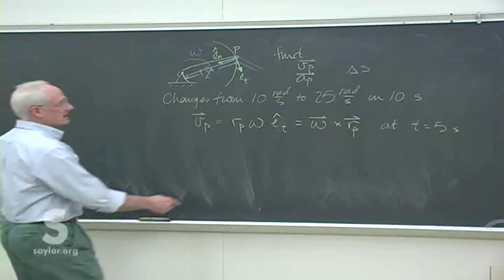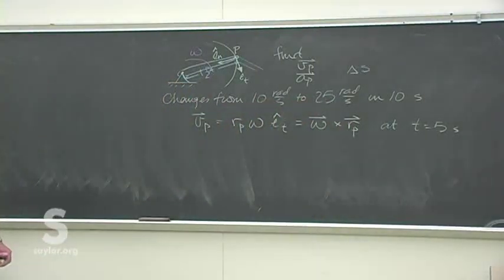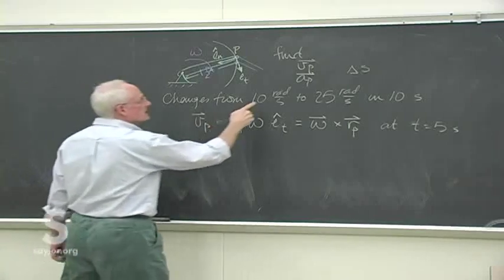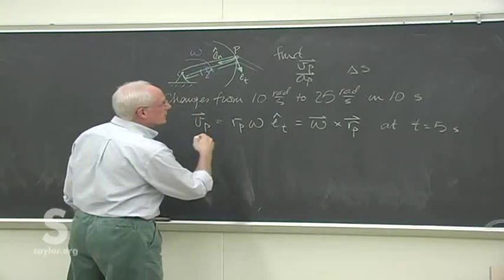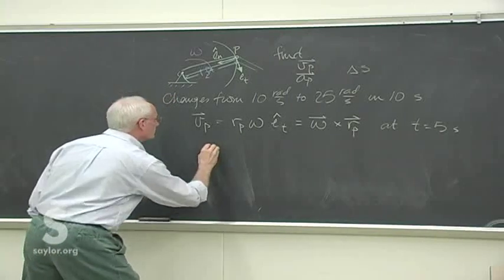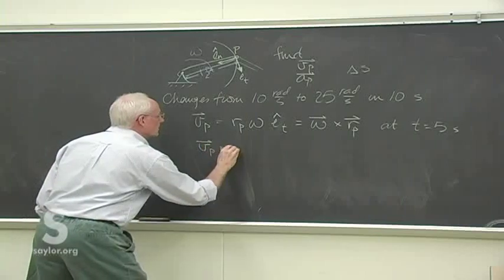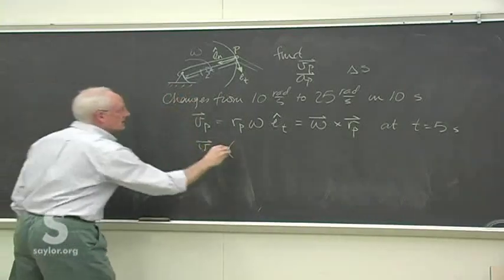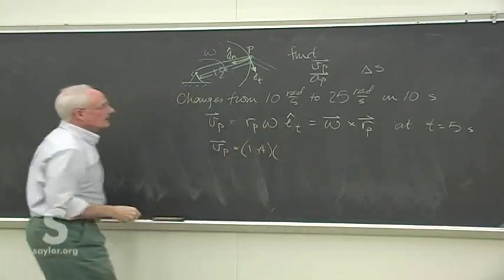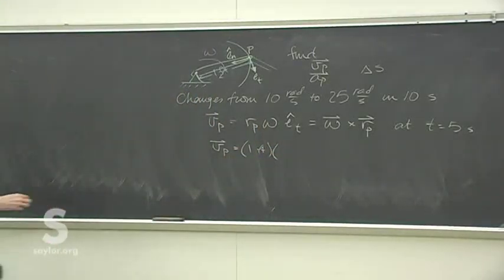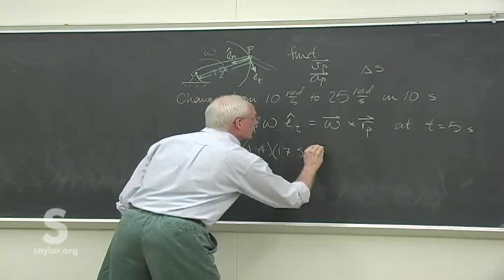Hopefully it's obvious that at 5 seconds we're going to be midway in between here, because I did say the change in speed was uniform. So halfway between there is just 17 and a half. So our velocity then would be, with r_P a distance of 1 foot, the speed at 5 seconds is 17.5 radians per second.